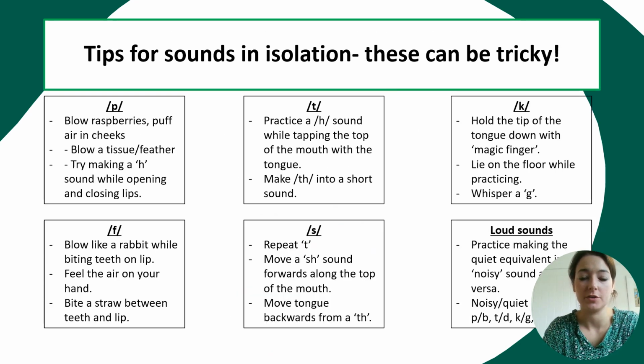Now we will go through some specific tips for particular sounds. If some of the sounds that you are working on are not listed here, please contact your link therapist for ideas on how to produce those sounds. For the p sound, try blowing raspberries or puffing air in the cheeks, for example, p, and then releasing. Try making a sound when opening and closing the lips to encourage that puff of air, for example, p.